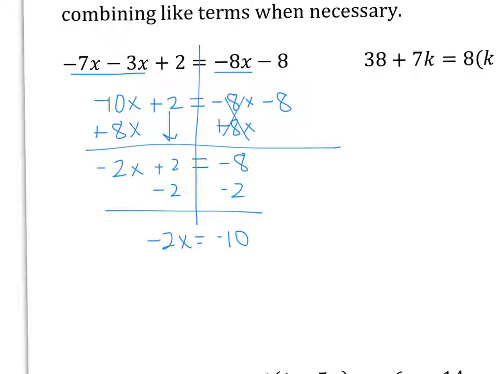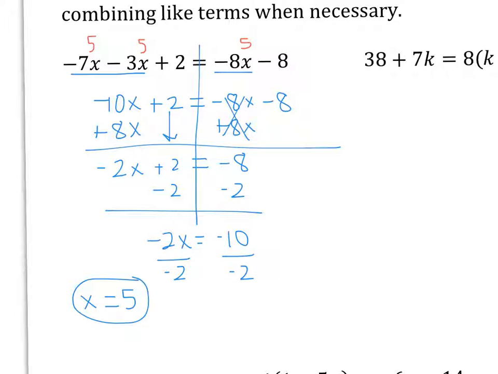Last step to solve for x and to isolate my variable will be to divide by negative 2. So negative 10 divided by negative 2 is 5. Now I'm going to check my work by plugging 5 back into the equation wherever I see x. So 5 here, here, and here. And I'm going to use my calculator to double check my work.